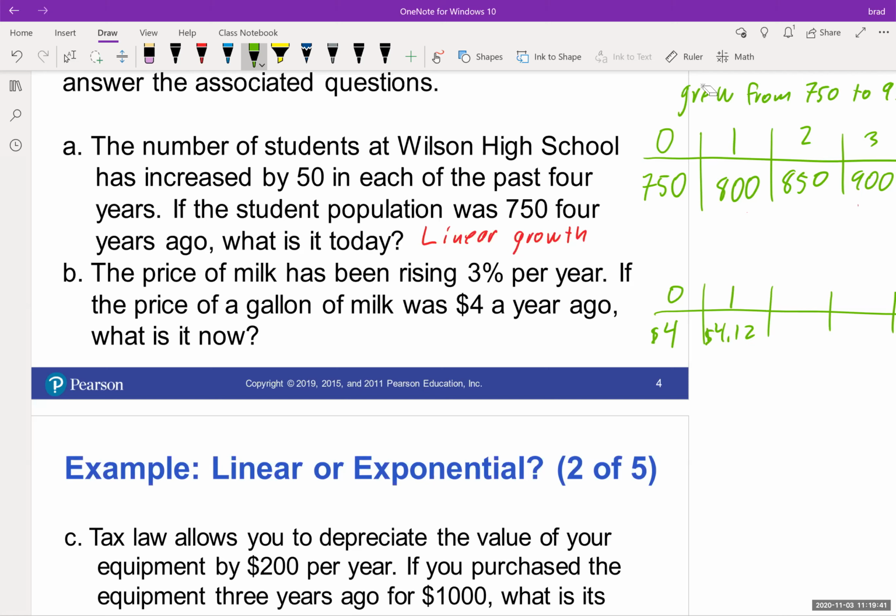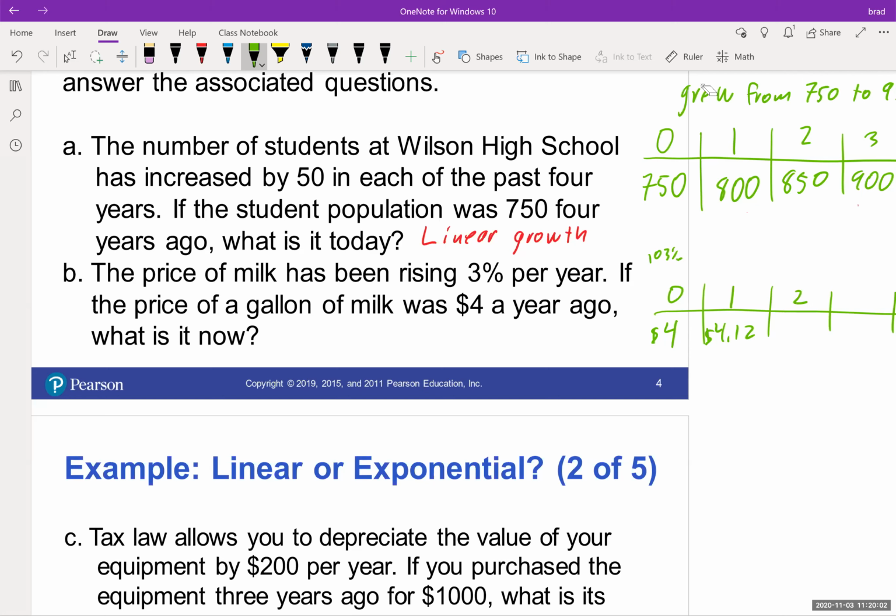Now, the reason I did 1.03 is because if I multiply 4 by 1, I get 4, right? But they said it's 3% bigger. So I did it times 103%. So this is 103%. Okay, so that means that year it was $4.12.